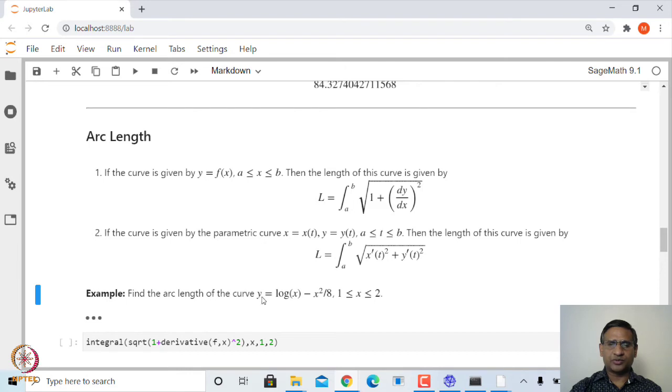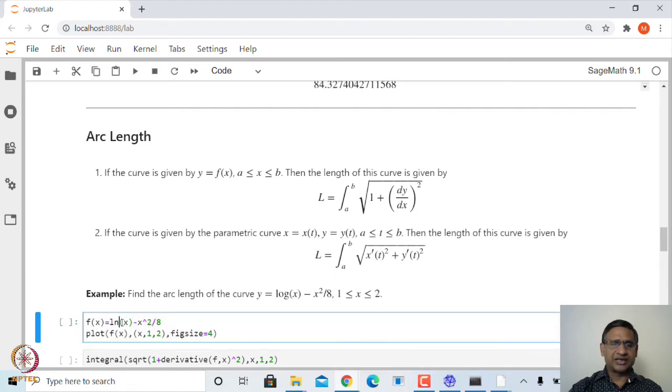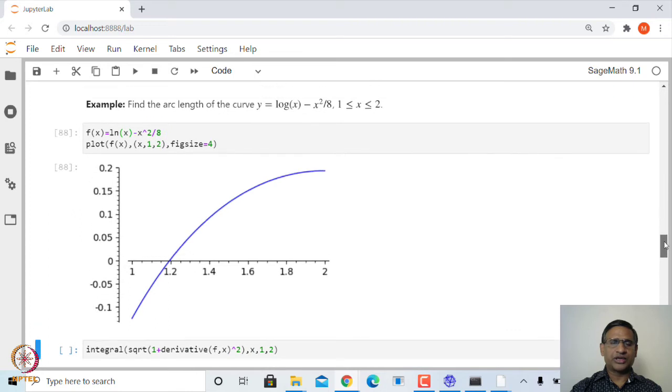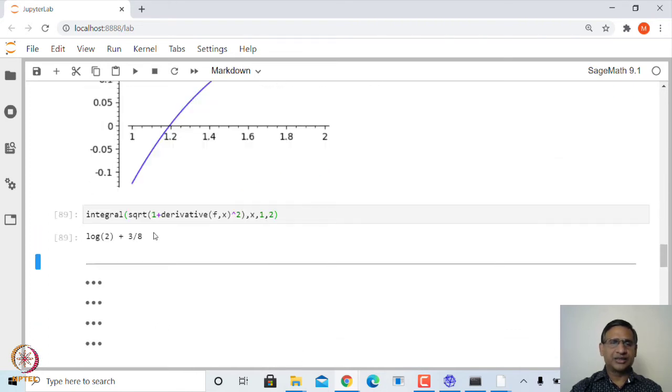Suppose you have a curve y equal to log x minus x square upon 8 between 1 and 2. Then for its arc length, first let us plot the graph of this function. This is how the graph looks, and its arc length is the integral of square root of 1 plus the derivative of f with respect to x squared, with x varying from 1 to 2. This is log 2 plus 3 by 8.